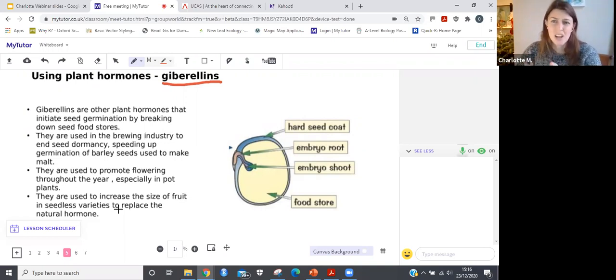And they're also used to increase the size of fruit in seedless varieties to replace the natural hormones. So grapes are a really good example of this. When we go to the supermarket, you quite often get seedless grapes because the seeds are really small and they're really annoying to pick out of your teeth. So we get seedless grapes. But obviously, to grow really well, that fruit comes from a seed. So if you don't have seed, how do you have the food stores to grow really big? Well, if you spray on some gibberellin, it encourages that fruit to grow well, even without the seeds that would have that natural hormone in.